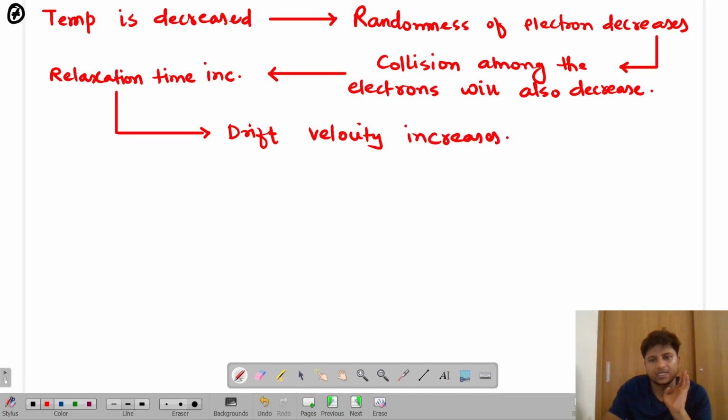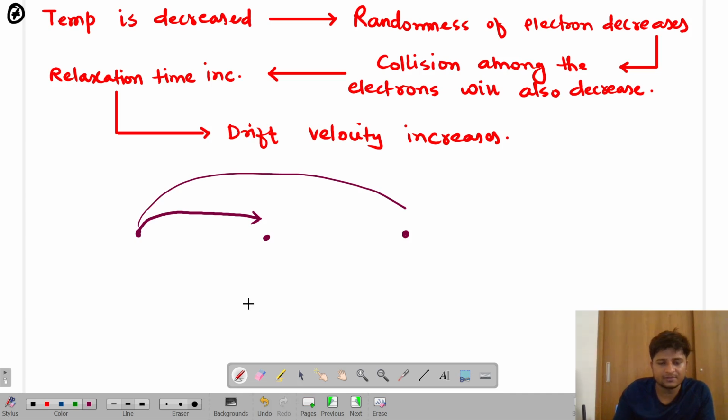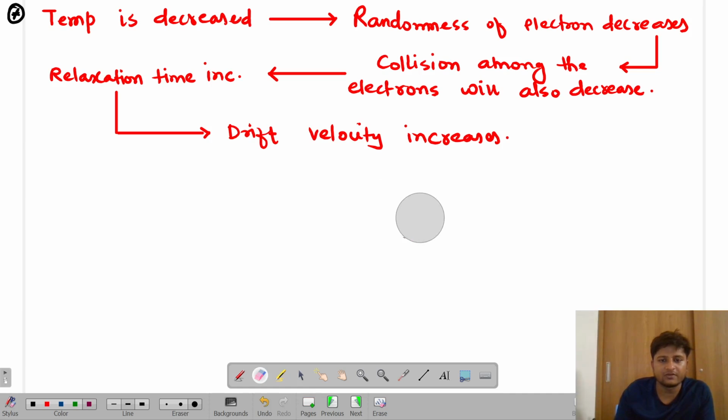Because we know that relaxation time is the time in which the electron, after the collision, starts to gain that velocity, isn't it? So during that process, if collision decreases, the relaxation time will increase or not? If relaxation time increases, the increase in velocity will be very, very much. Are you able to get me or not? Now, as you know, the drift velocity increases. What decreases?